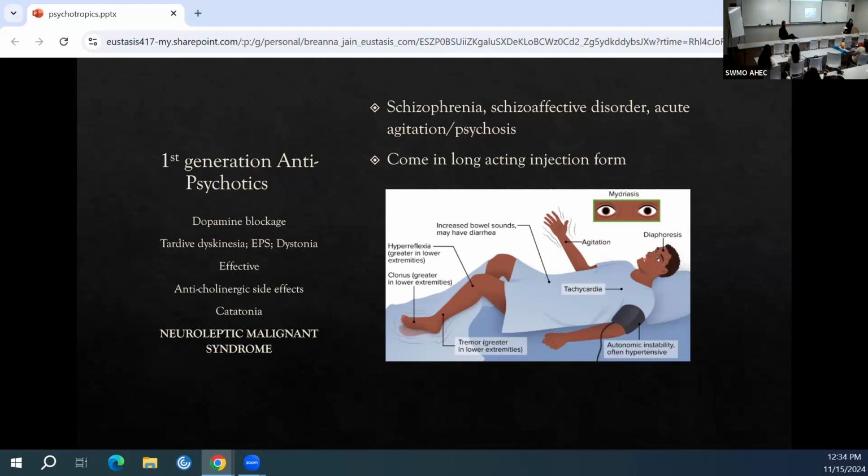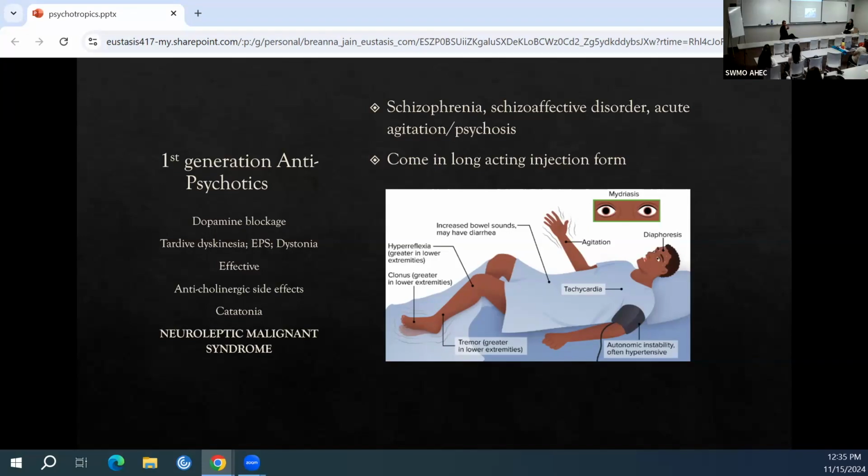Yes. EPS? Not EPS. NMS. Yes, NMS, it's on the screen. EPS is a broad category, extrapyramidal side effects, which includes dystonia, akathisia, tardive dyskinesia. Neuroleptic malignant syndrome is an idiosyncratic reaction similar to malignant hyperthermia. On one spectrum, we've got serotonin syndrome, on another spectrum, we've got neuroleptic malignant syndrome.